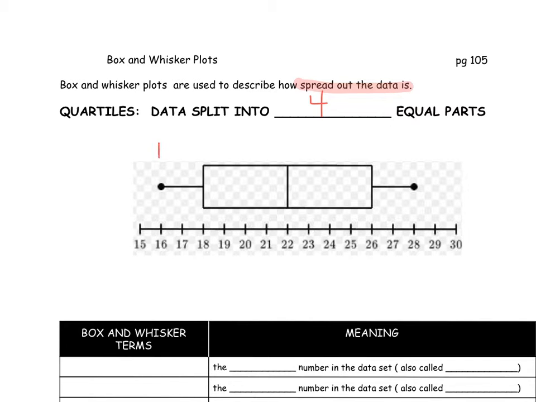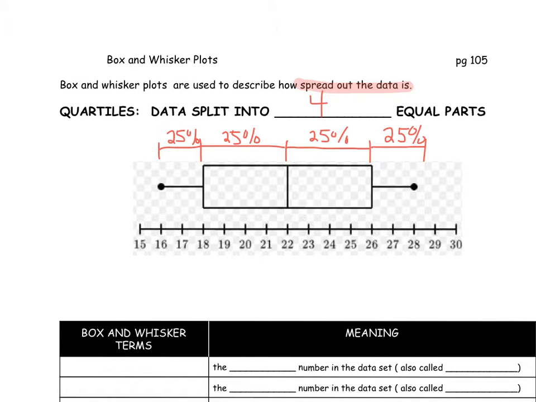From the end point up to the box, that's worth 25% of the data we're given. From the box to the middle of the box, that's another 25%. From the middle to the end of the box represents another 25% of the data. And then from the end of the box to the end of the whisker there is the last 25% of the data. So we're splitting it up into 4 equal parts.